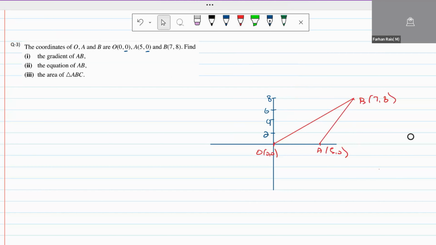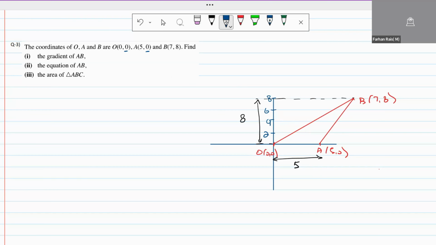So base for us would be this gap, the difference of the x coordinates, and height for us would be this gap. So base would be the difference of the x coordinates here: 5 minus 0, that's a 5. And height for us would be the difference of the y coordinates: 8 minus 0, which is an 8.